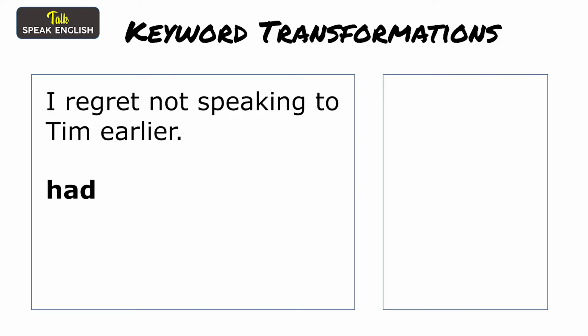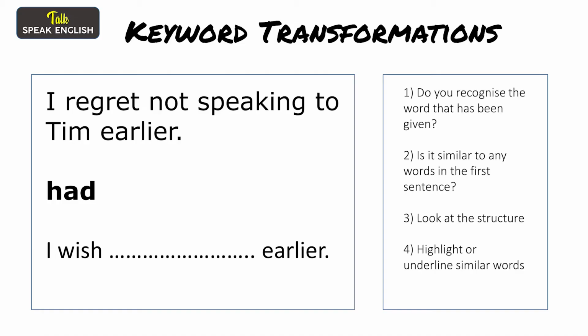I regret not speaking to Tim earlier, and the word that we've been given is "had". Let's take a look at sentence 2. So here we have "I wish", then we have the gap, and "earlier". Okay, so let's talk through the steps.